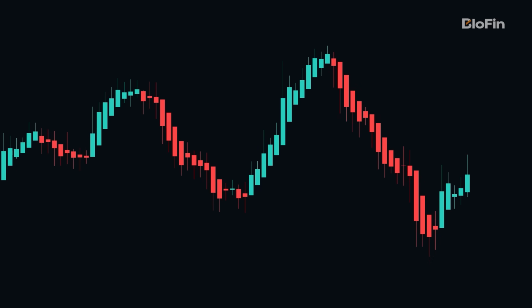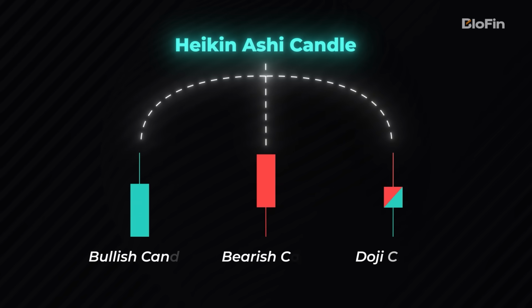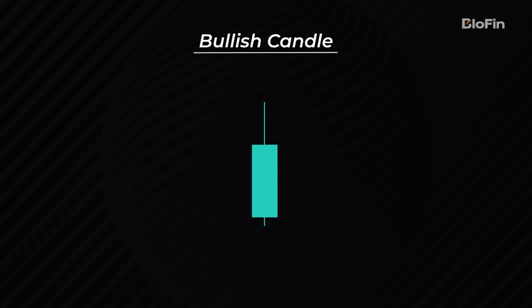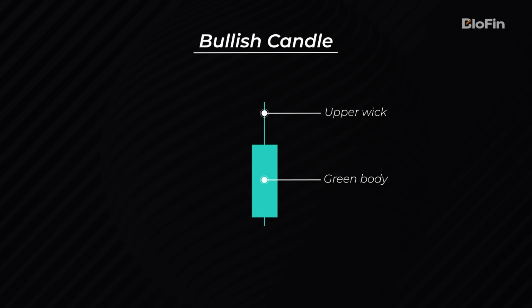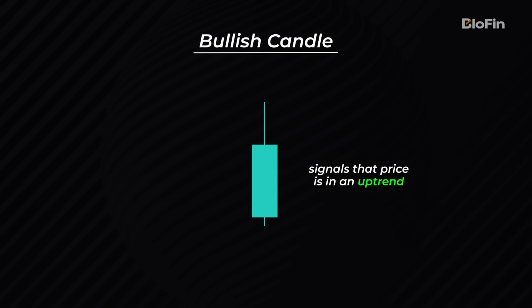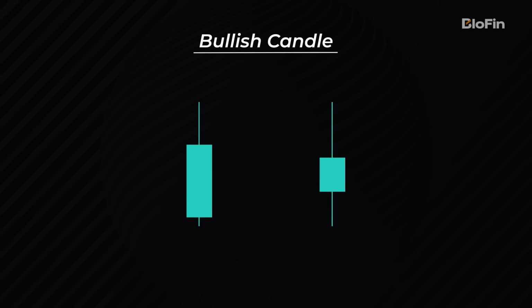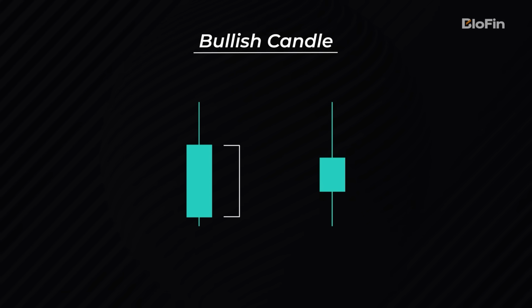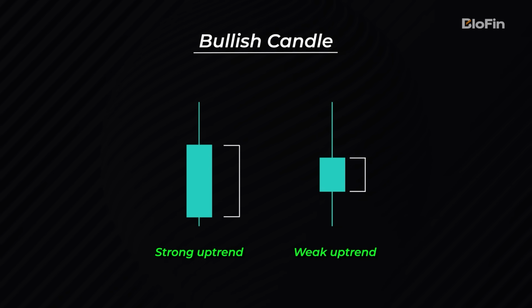First of all, reading the Heikin Ashi chart is actually very simple and straightforward. We can classify the Heikin Ashi candles into 3 main types. The first type is a bullish candle. A bullish candle is displayed as a green candle with an upper wick. In a bullish candle, the lower wick can be short or even none at all. This type of candle signals that price is in an uptrend. The size of the candle's body can also measure how strong the trend is. A green candle with a big body means it's a strong uptrend, while a green candle with a small body means it's a weak uptrend.